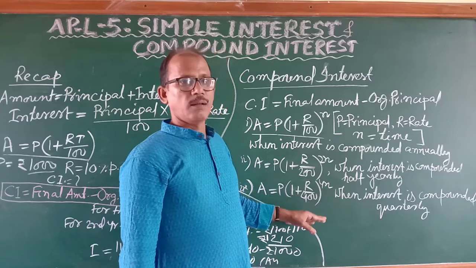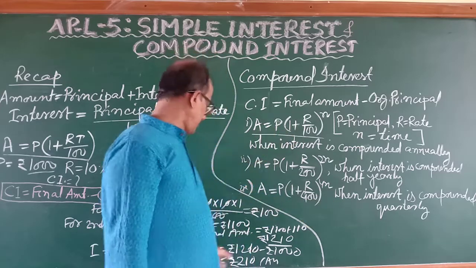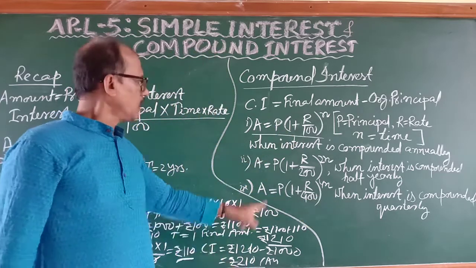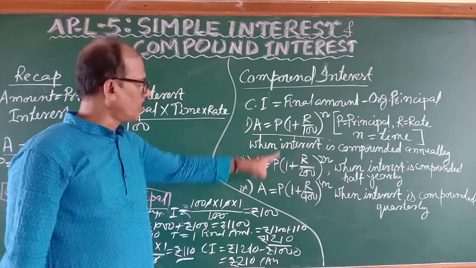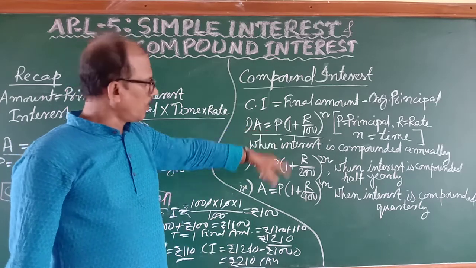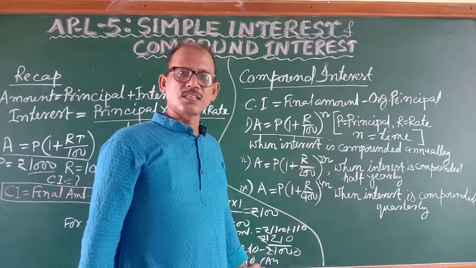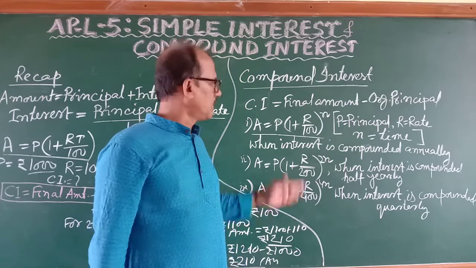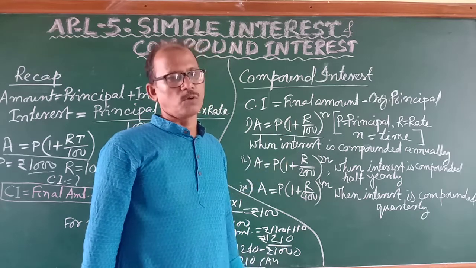I hope you have understood it. You can directly take out this amount through this formula. If it is annually, you can take out through this formula. We will undertake some sums for your exercise. The concept of the compound interest formula will be clear.